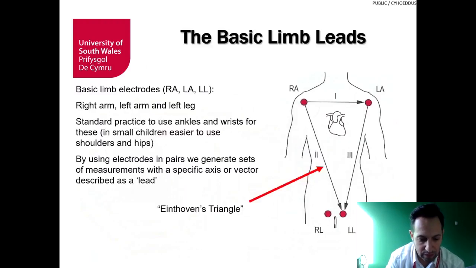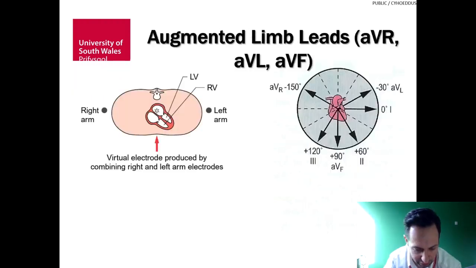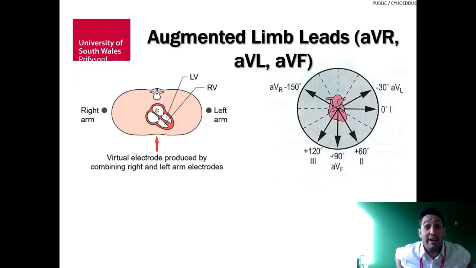Now, these basic limb leads form Einthoven's triangle that we just drew out. Because they are bipolar leads and they've got a negative and a positive end, it means that we can change the way that we draw them. Okay, now this is very, very, very important when we're looking at something called cardiac axis, which I alluded to a little bit earlier.